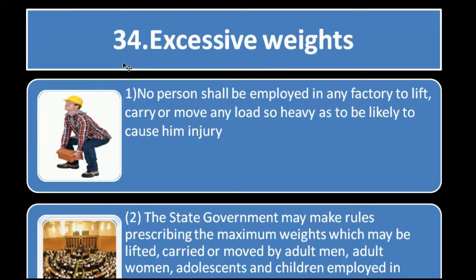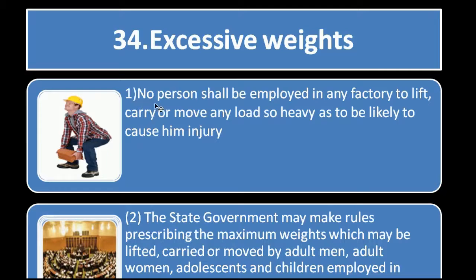Now we'll learn about section 34, that is excessive weight. This section especially speaks about the maximum weight that could be carried by a person without causing him injury, and also the power is given to the state government to frame rules regarding the same. So we'll go through the subsection.